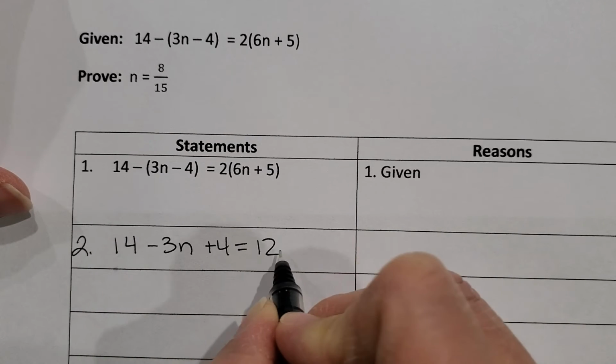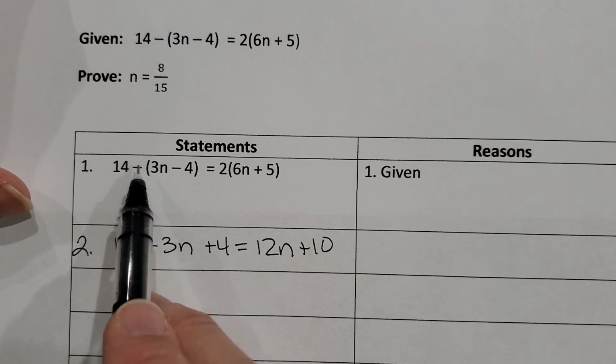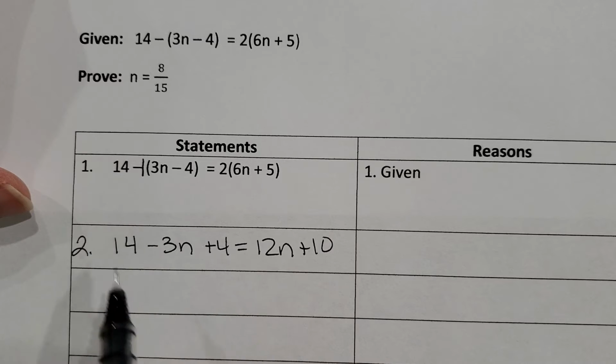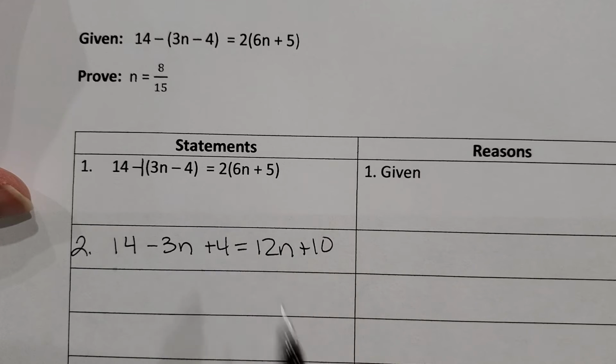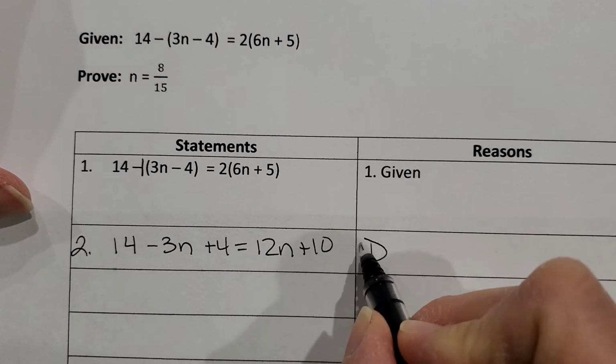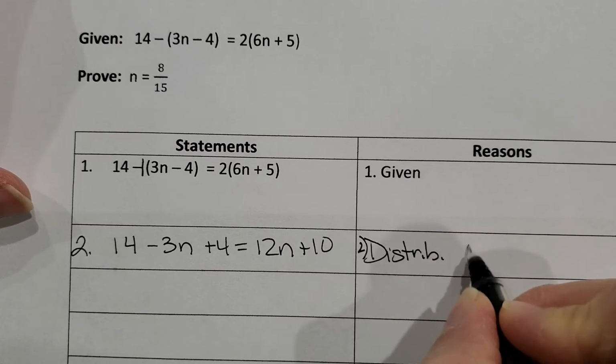So here we go. Remember, distributing this negative is like if there was a -1 out there and I said -1 times 3n and -1 times -4. It's how that works. 2 times 6, 2 times 5. How can I do that? Whoops, I forgot my little number there. Distributive property.